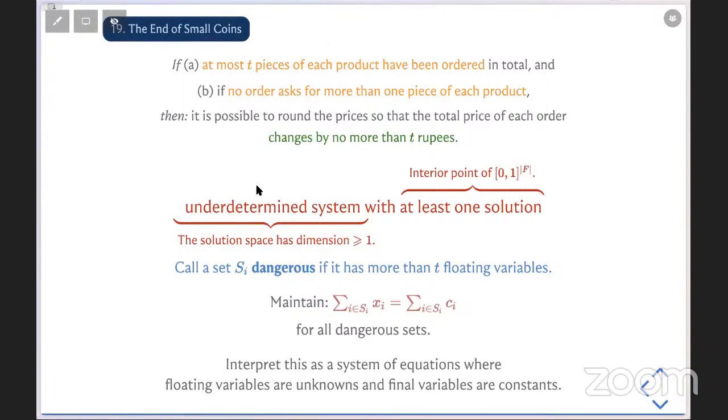Okay, we know that it's an undetermined system with at least one solution, which means that we have a non-trivial solution space. The solution space has dimension at least one. It may be more. That depends on how many more unknowns you have relative to the number of constraints. Notice that ci is basically one point out of this d-dimensional cube, where d is the number of floating variables, the number of unknown variables in our system.